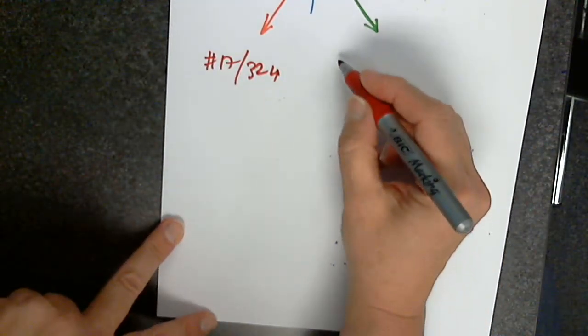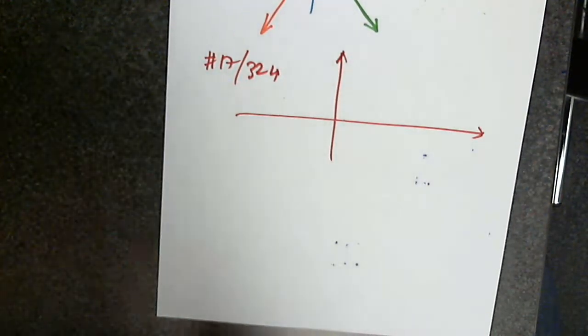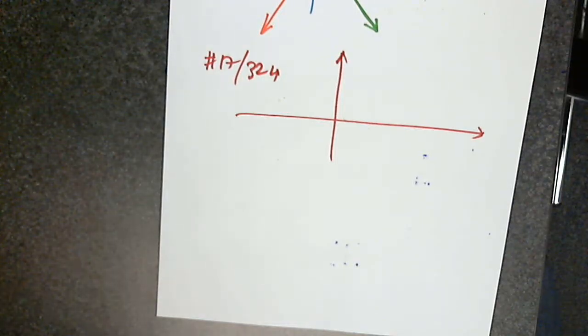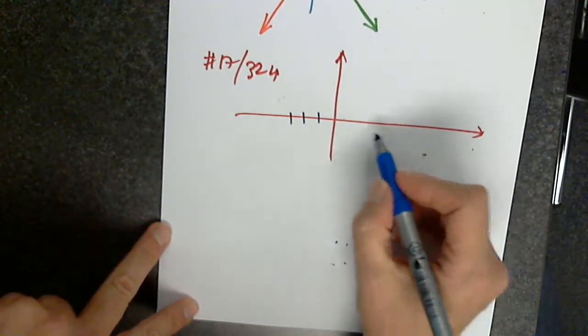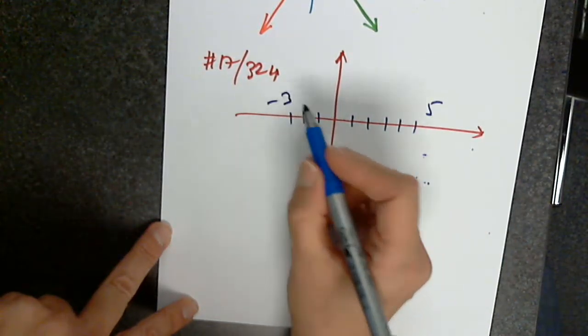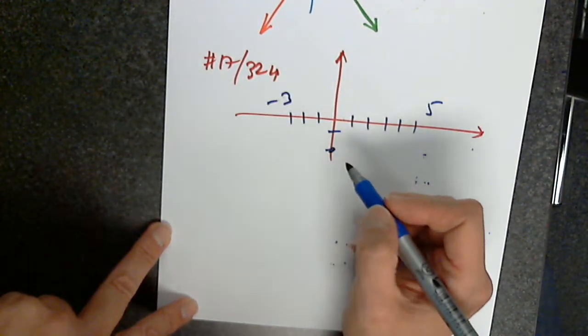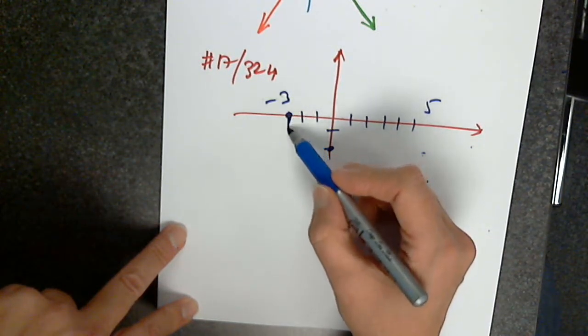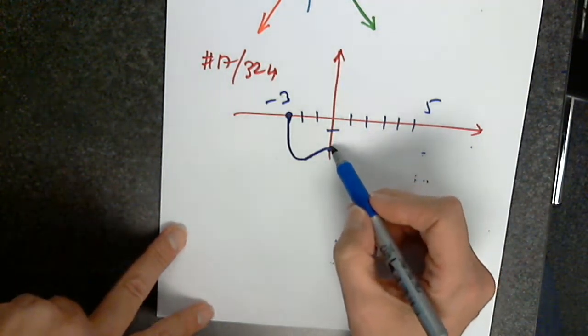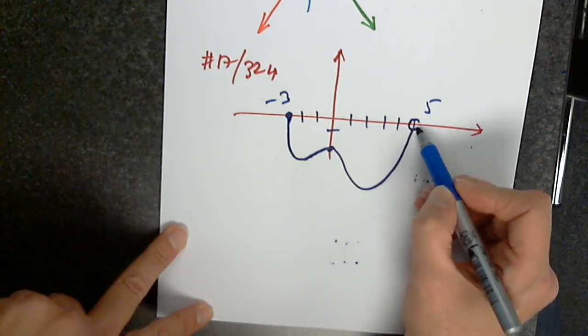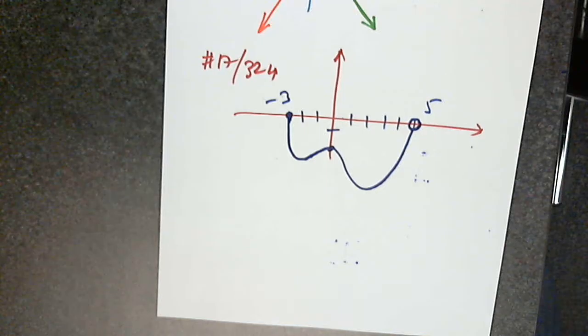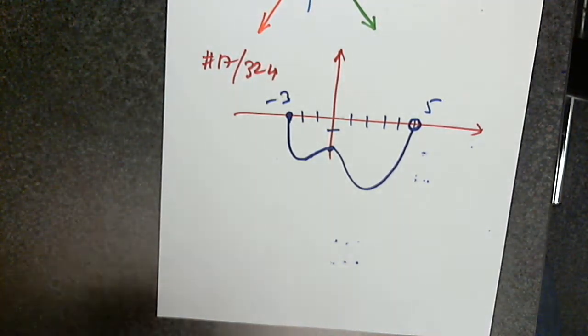324. Okay, here's the graph of a function. It starts at negative 3 and goes to 5. So it's something like this. And we have tons of questions here. Find the domain, find the range, x and y intercepts, intervals on which the function is increasing, decreasing, or constant, the missing function values indicated, and so on. And I'm going to add, find the max min.